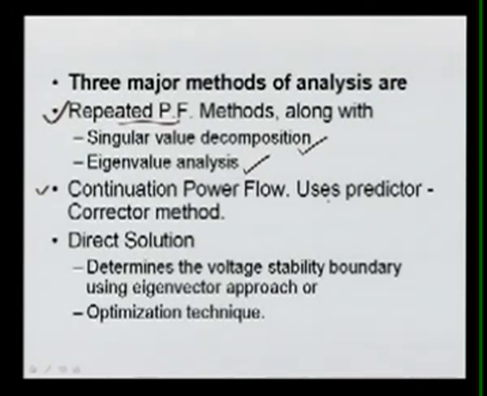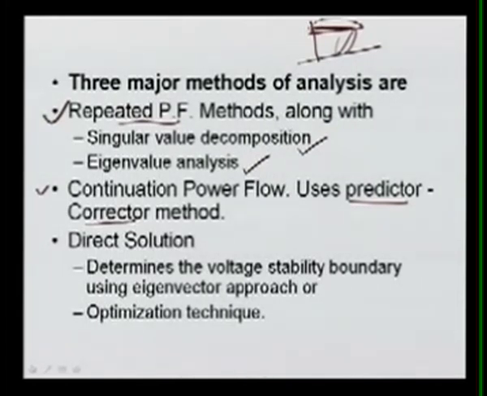So another method is the continuation power flow method, which uses predictor and corrector steps, and the two methods come together. The advantage of this method is over the repeated power flow method. In the repeated power flow method, even if you use a very good load flow method, as you know from the PV curve, you can only get the solution up to the upper portion. The unstable curve you cannot get.